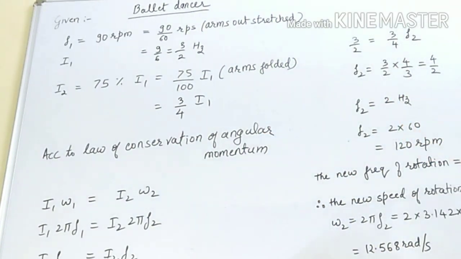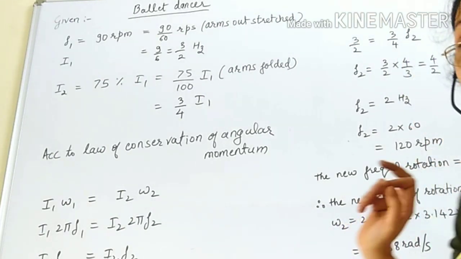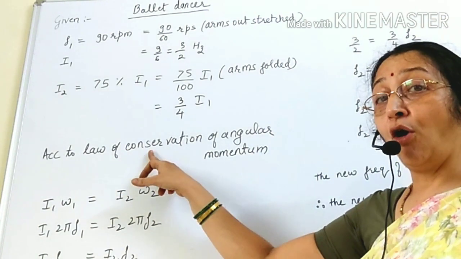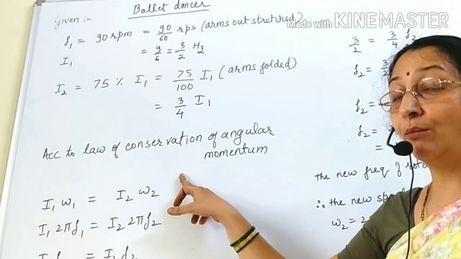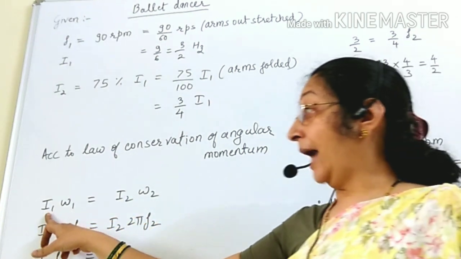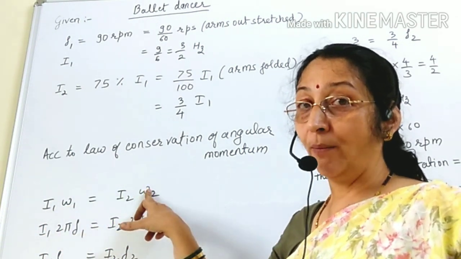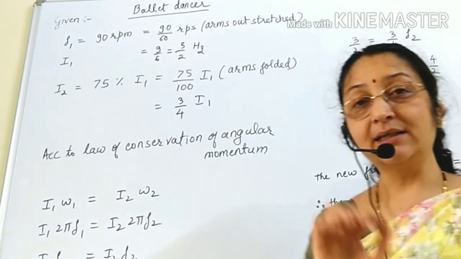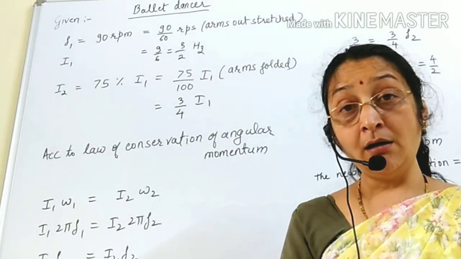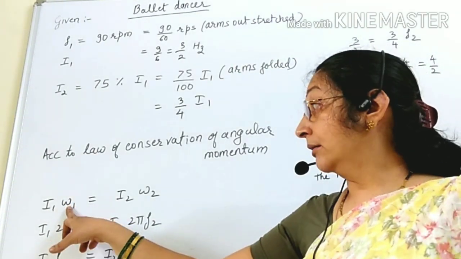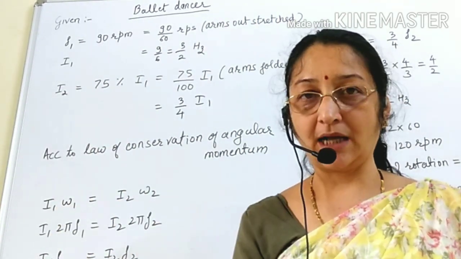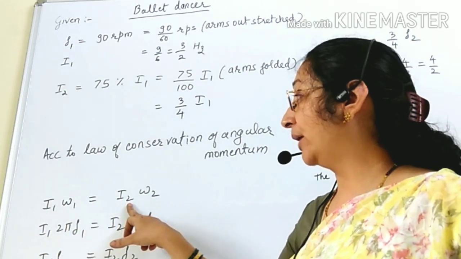Now, we have been asked what is the new frequency of rotation and what is the new speed of rotation of the ballet dancer. So, we go for the law of conservation of angular momentum. What is the law? I1 omega 1 is equal to I2 omega 2. That is, the angular momentum I omega always remains constant. If we increase the moment of inertia, the angular velocity omega decreases and vice versa. So I1 omega 1 equal to I2 omega 2.